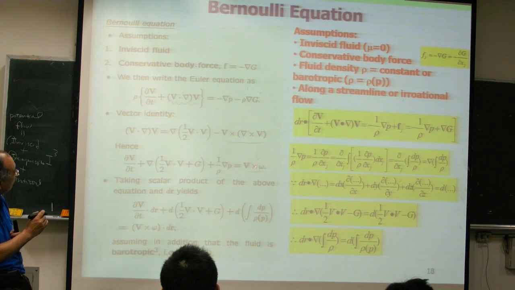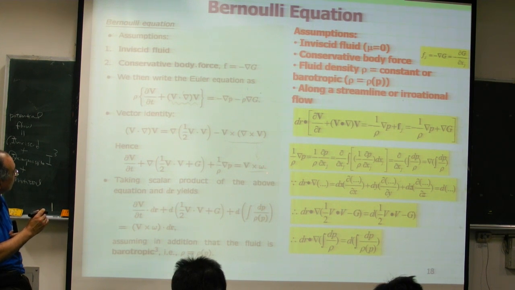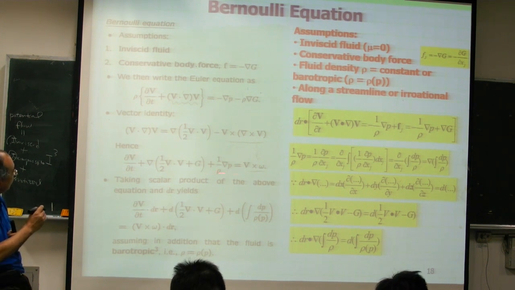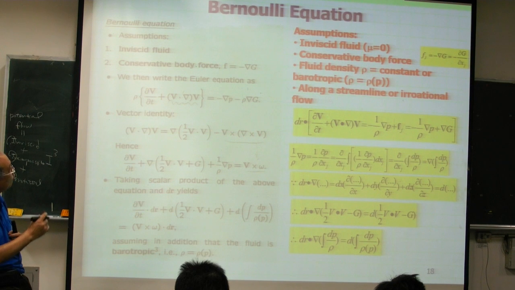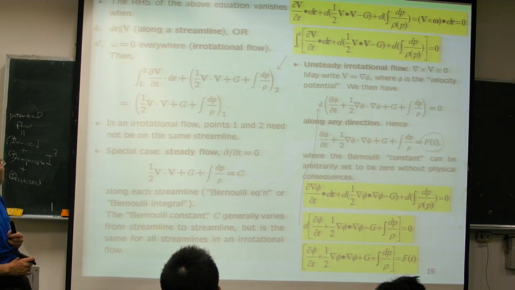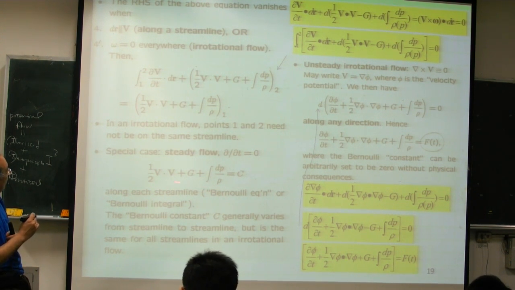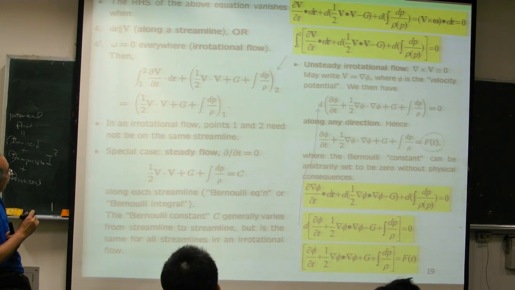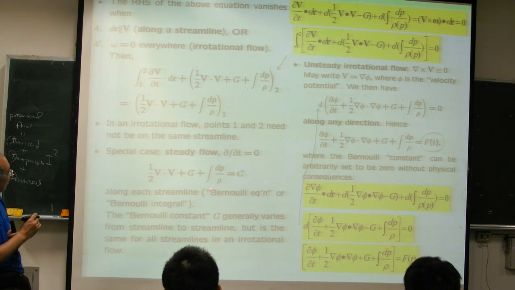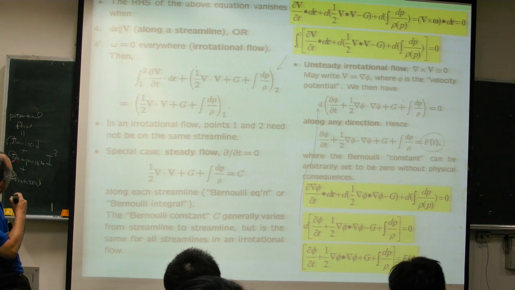But if it is irrotational flow, this will be equal to 0. Okay, this will be equal to 0 because the vorticity is equal to 0. So if you plot the irrotational flow, this is equal to 0. Okay, so we have this equation equal to 0. So that will be the Bernoulli equation you see most of the time. Okay, 1/2 V squared plus G, where G is our body force potential, plus the pressure term. Right, and we didn't specify whether this is incompressible or compressible yet. So this is still not using the incompressible condition here.